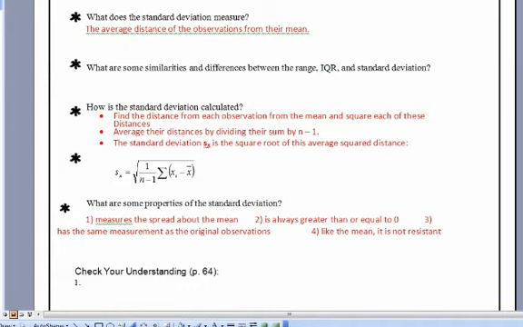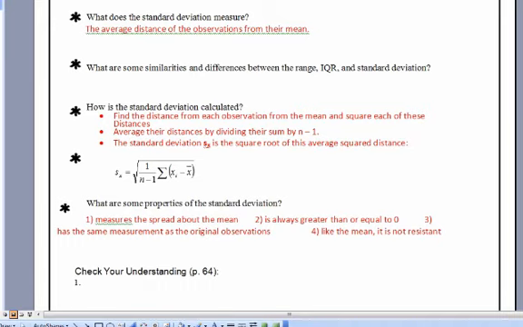Okay, so what are some of the properties of standard deviation? First off, it measures the spread about the mean and should be used only when the mean is chosen as the measure of center. It's always greater than or equal to 0. Standard deviation equals 0 only when there is no variability. This happens only when all observations have the same value. Otherwise, standard deviation is greater than 0. As observations become more spread out about their mean, standard deviation gets larger.